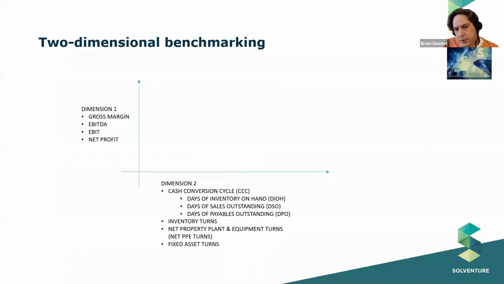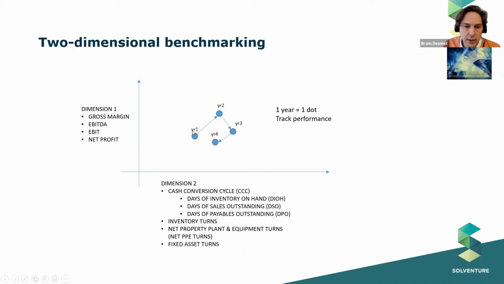What I want to show here is a two-dimensional benchmark. And what is a two-dimensional benchmark? We put a margin metric on the left, and we typically use the EBIT, and you put a capital employed metric on the horizontal axis. So it could be inventory, it could be the cash conversion cycle, which measures the working capital. It could also be the net property, plant and equipment turns, the net PPE turns, so different metrics over here. And for each year, you plot where you are.